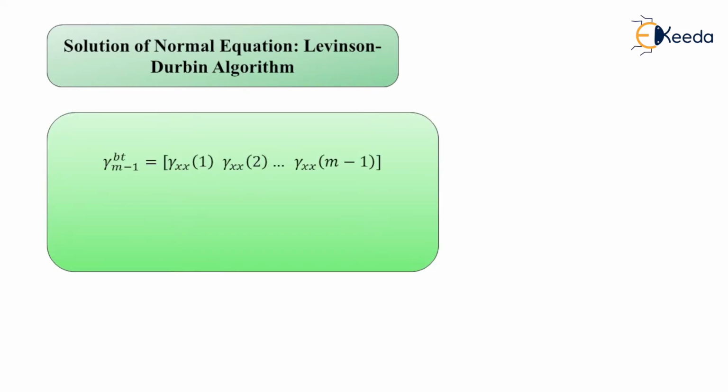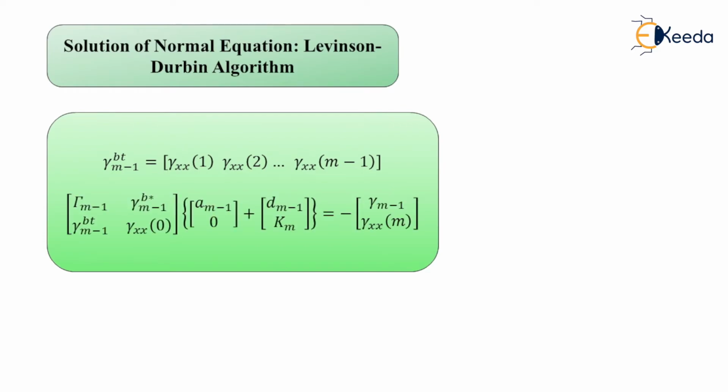Now we have the vector gamma suffix m minus 1 to the power t, which is equal to gamma suffix xx of 1, gamma suffix xx of 2, up to gamma suffix xx of m minus 1, with the elements taken in the reverse order compared to the earlier one. Now the solution to the equation where capital gamma suffix m multiplied by the parameter small a suffix m is equal to minus small gamma suffix m, we express the mathematical relationship with the help of this matrix equation.